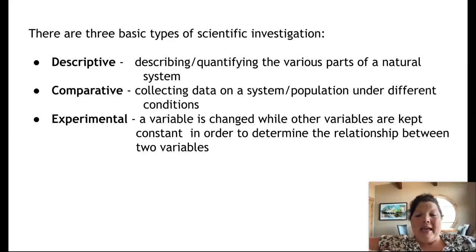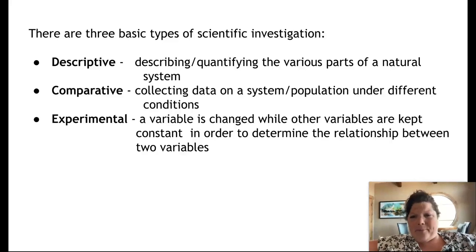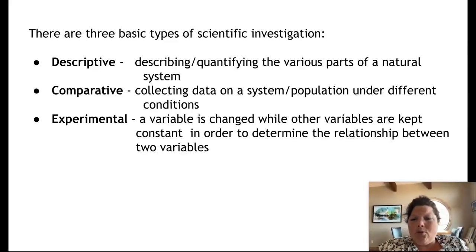Comparative is when we're going to be collecting data on a system or population that's under different conditions. This is very similar to before with the plants. I give one of it pesticides, one of it not pesticides, and I'm going to compare the results of each of them. This is where we're going to have a traditional setup with a hypothesis and our procedure, looking to analyze the results of the two of them. And then the one you're probably most familiar with is the experimental. This is where a variable is changed while other variables are kept constant to determine the relationship between two variables.